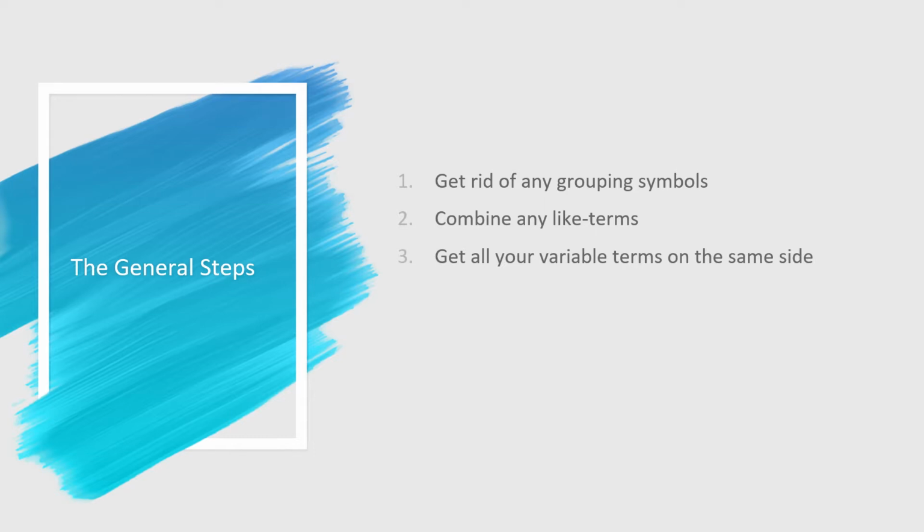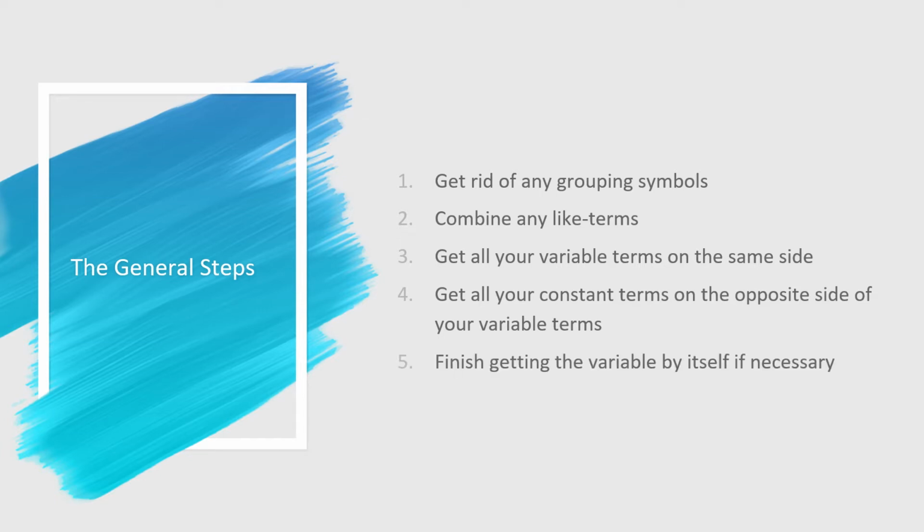The third step is to just get all your variable terms on one side, just so that there's only one variable term that we have to work with. The fourth step is to then get all the constant terms on the other side. So you put your variable terms on one side and then your constant terms on the other side.